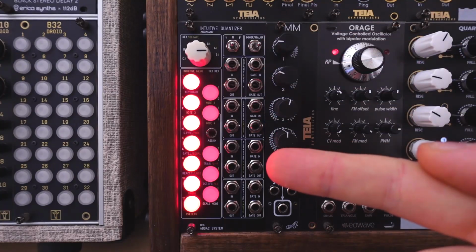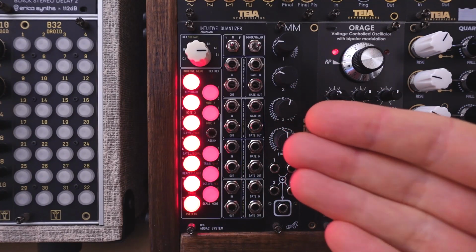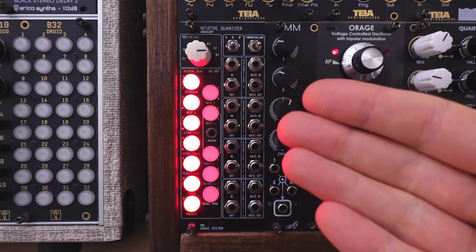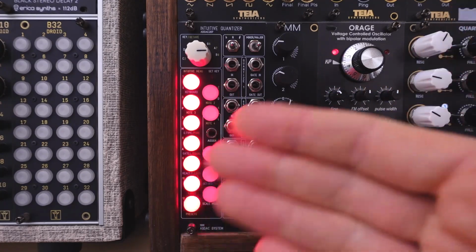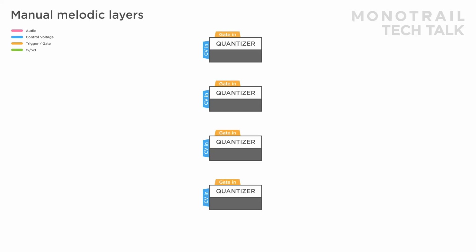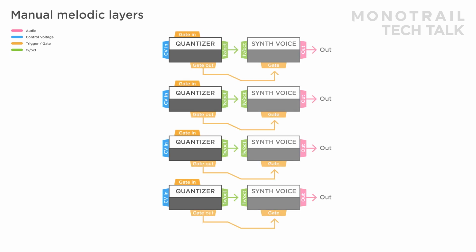A multi-channel quantizer allows you to use the same trick on multiple voices and create layered melodies. For example, the ADAC 207 I'm using here is a quad quantizer. Each section has its own in and outputs, but they all follow the same selected output scale. Effectively, this gives you 4 quantizers with CV and trigger inputs and outputs to drive a synth voice each.